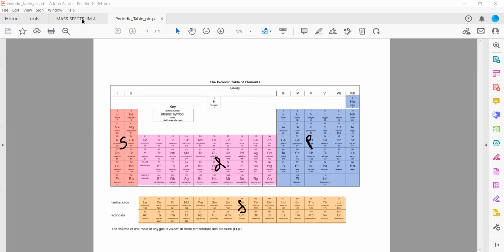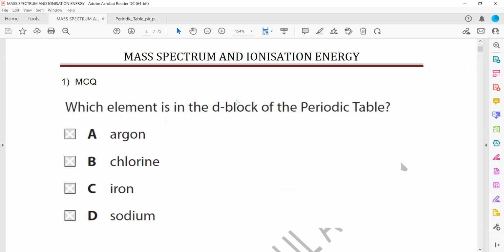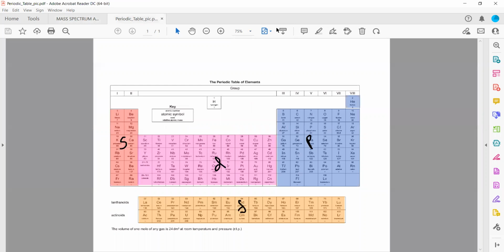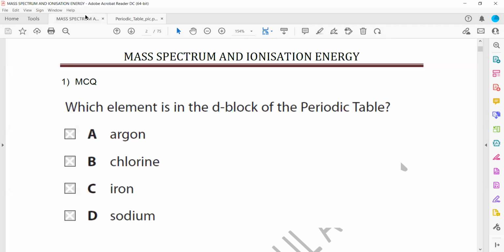Now in the question, they're asking which element is in the D block of the periodic table: argon, chlorine, iron, sodium. So when you check the periodic table, you will find Fe or iron is there. Argon is a P block element, chlorine is P block, iron is D block, and sodium is an S block element. So the correct answer for this one is D. Sorry, C, not D. It's a D block element.